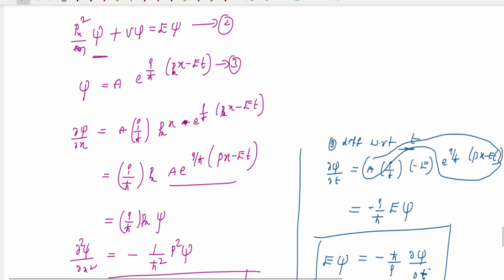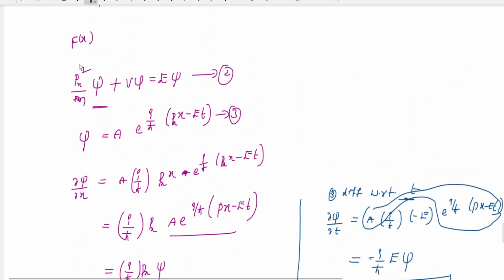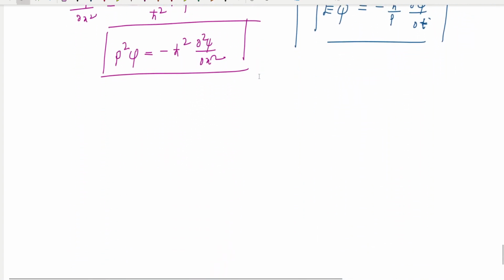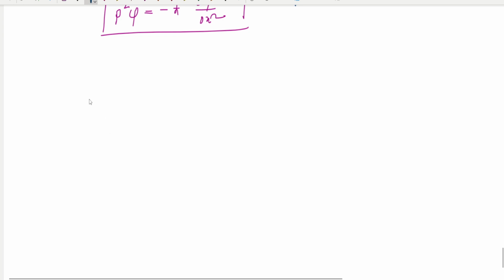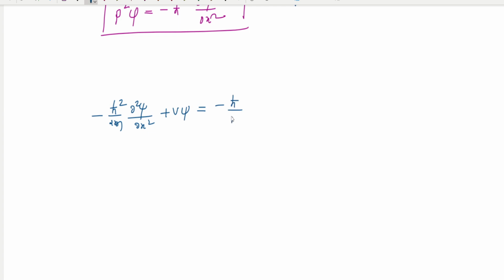If you observe the first and second equations, p²ψ is there, and Eψ is there. If you put these two equations together, you can get the Schrodinger equation easily. So: −ħ²/2m ∂²ψ/∂x² + Vψ equals −ħ/i ∂ψ/∂t. After substituting, you get this equation. So this is the Schrodinger wave equation.